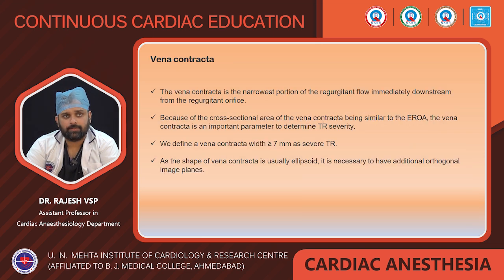Coming to the vena contracta, it is the narrowest portion of the regurgitant flow immediately downstream from the regurgitant orifice. Because the cross-sectional area of the vena contracta is similar to the EROA, the vena contracta is an important parameter to determine TR severity. A vena contracta width of more than 7 mm is considered severe. The shape is usually ellipsoid, so additional orthogonal image planes are useful.